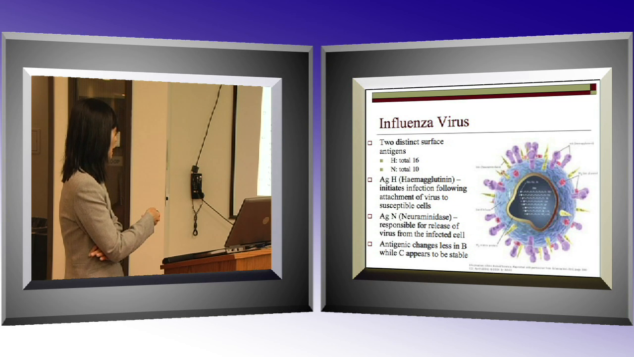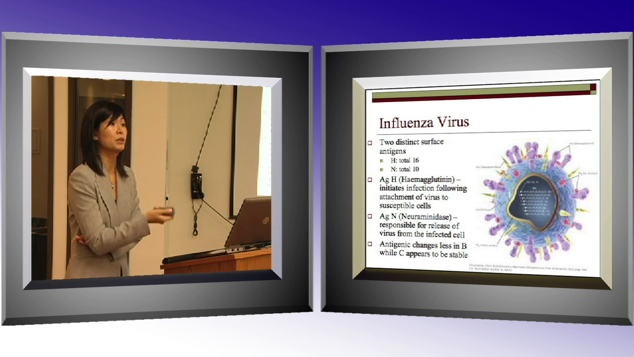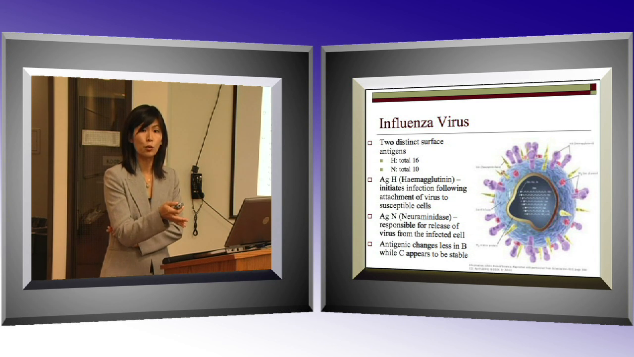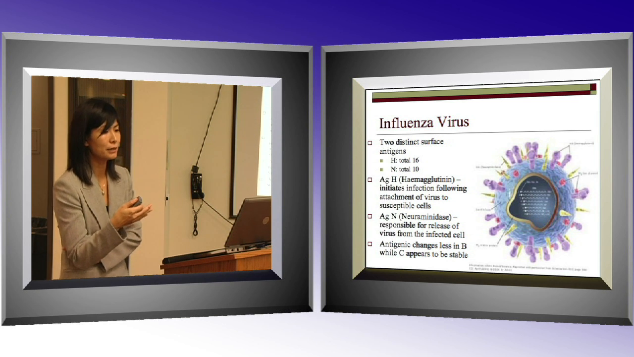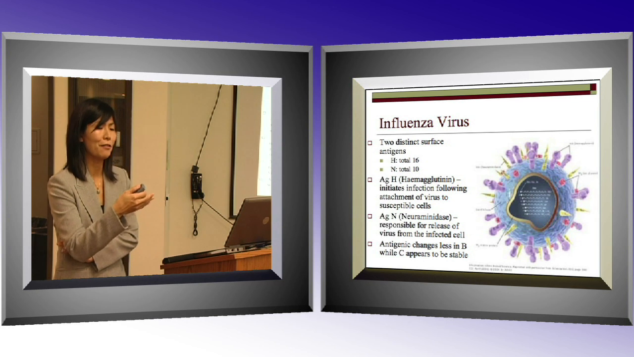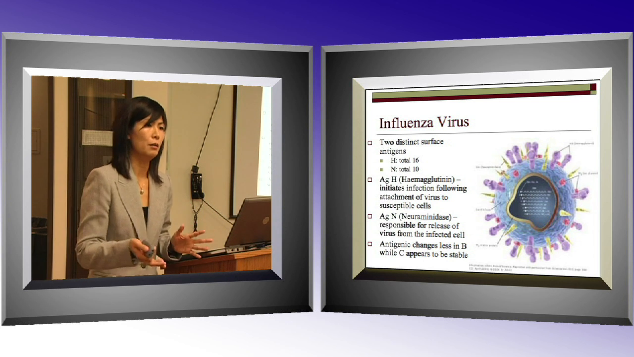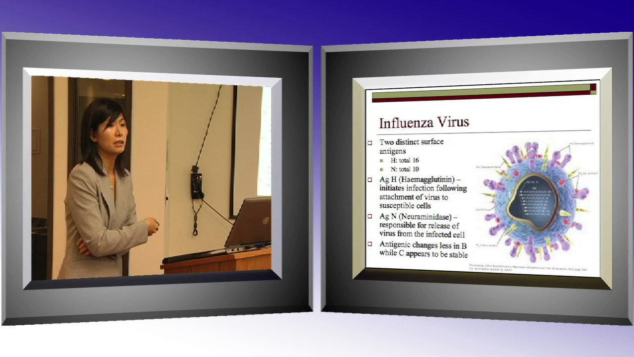Basically, antigen H, in short, initiates infection following attachment of the virus to the susceptible respiratory cells. What this typically means is that the various types of H, whether it's H1, H3, H5, will somehow dictate which animal species the virus infects. So H5 originally infected birds and so on. And then the antigen N, or neuraminidase, is responsible for the release of the virus from the infected cell.